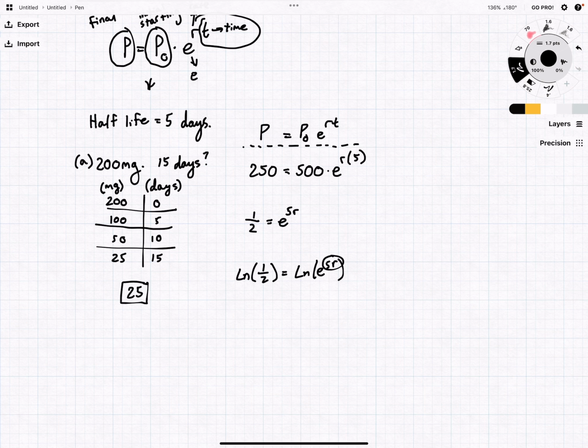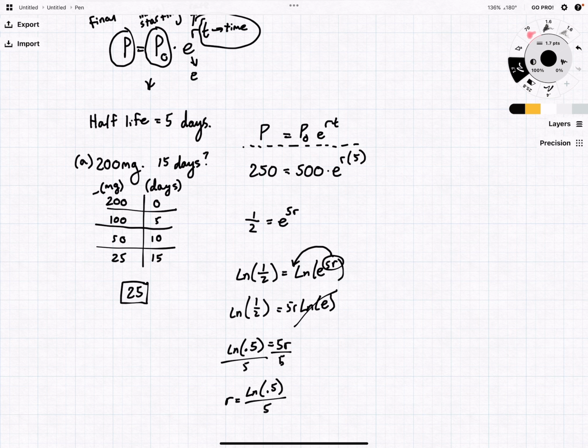One of the properties of logs is that we can draw the exponent down and make that a coefficient. So now we have ln of 1/2 equals 5r ln e. And ln e is just 1, so that's done. Now, just to make this a little bit cleaner, I'm going to write 0.5 instead of 1/2. So ln 0.5 equals 5r. We'll divide by 5. And now we have r is equal to ln of 0.5 all over 5.